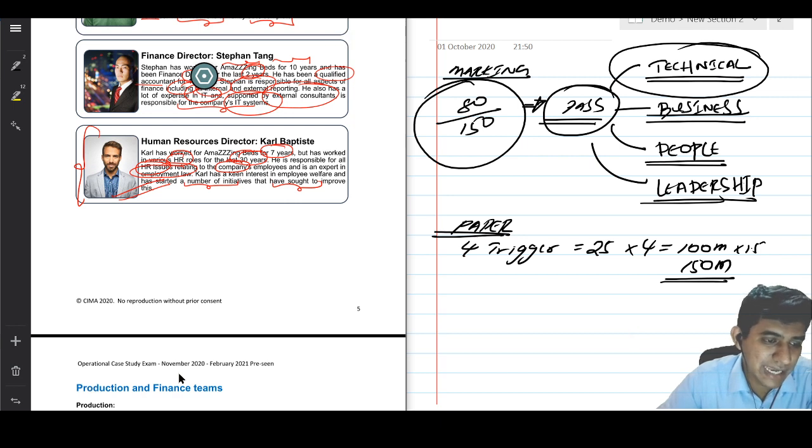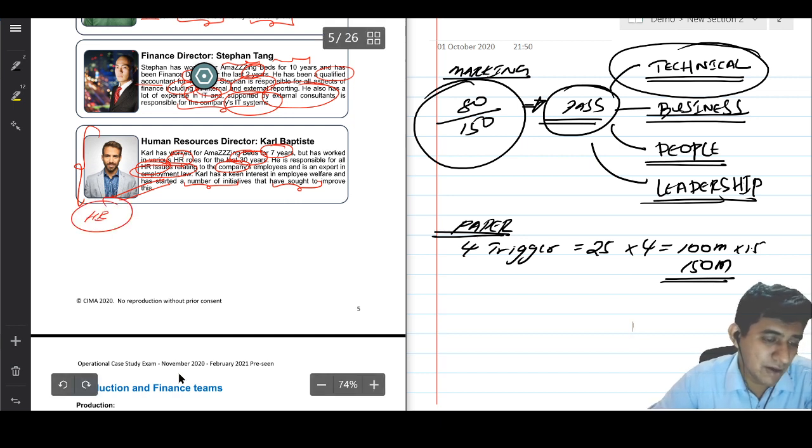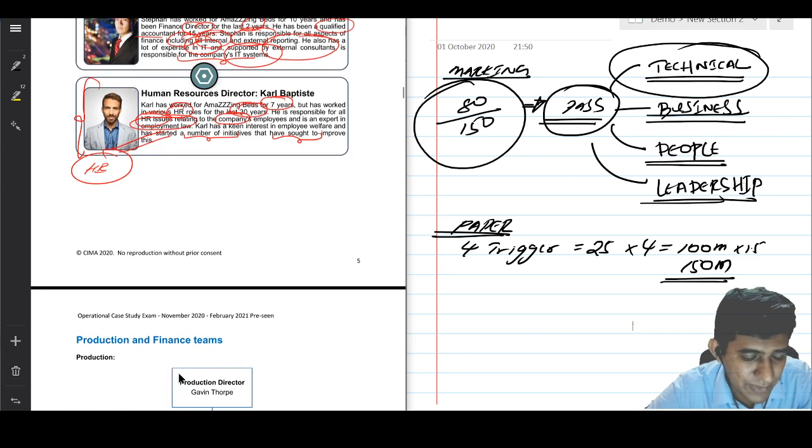So students, there can be HR issues coming in the pre-seen, and some in the unseen also. So just keep that in mind, students.